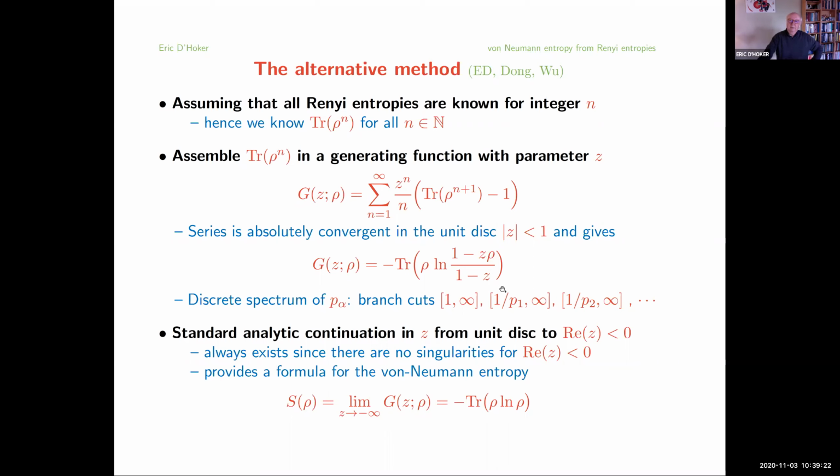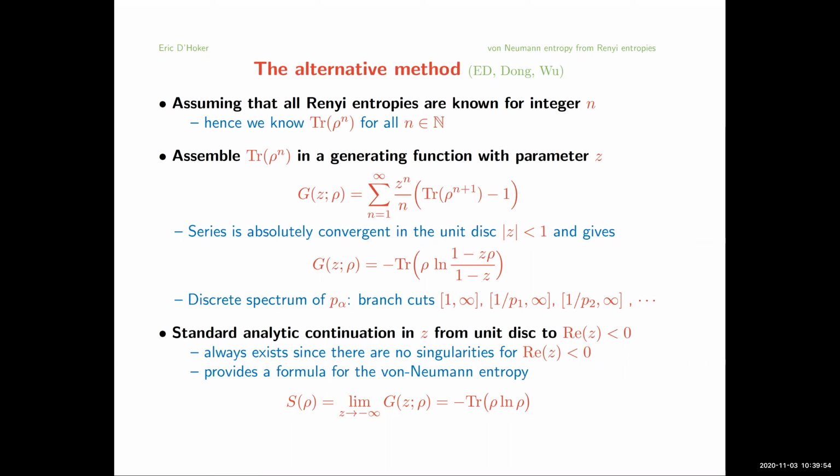So to summarize, here we've only used the values of the Renyi entropies for integer n, put them in a generating function, which is convergent in a unit disk. And then we know that it can be analytically continued throughout, and in particular to z going to minus infinity, and that limit gives you the von Neumann entropy. Any questions?